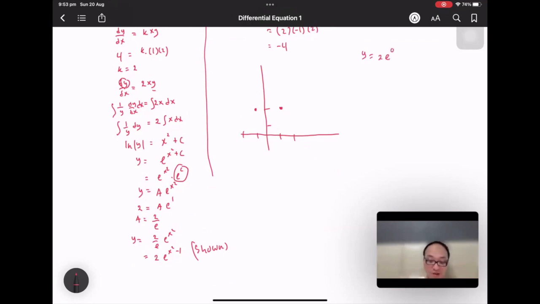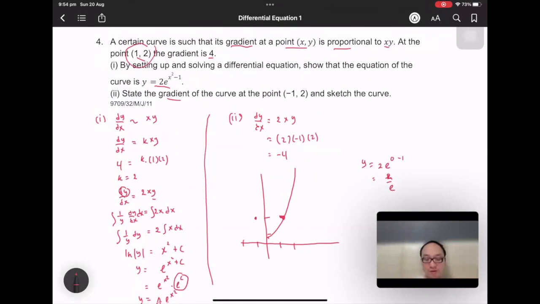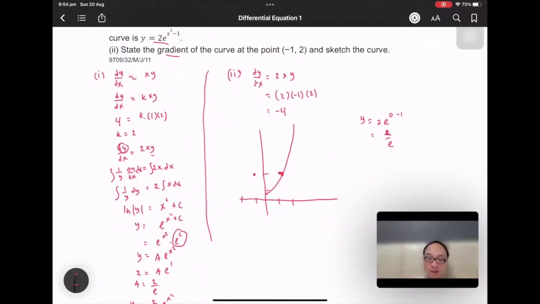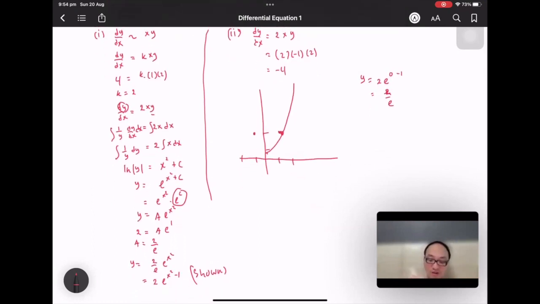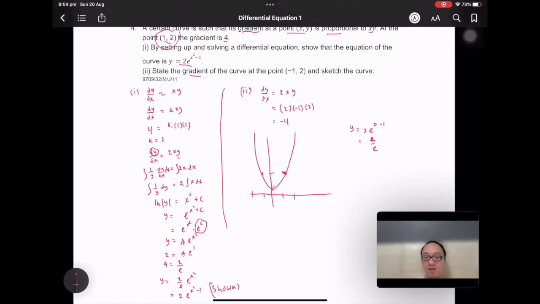2e to the power of 0 minus 1. So it will be 2 over e. So from here, it will be increasing. So the tangent will be positive. And for -1, 2, the gradient will be negative. So for x negative, it will also be positive. So it will be like this. So this is the sketch.